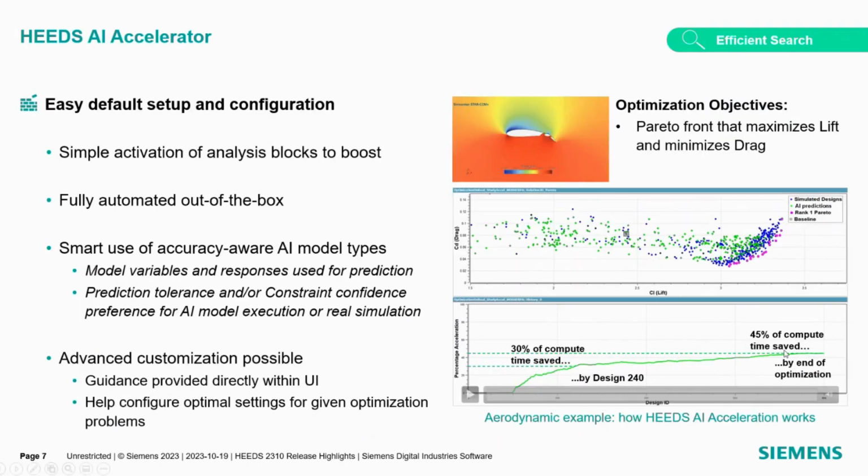So this means that by the end of the computation, you may have saved in a multi-objective optimization, similar to the one that was presented earlier today, but a more aerodynamic case, I will say. You can save up to 45% of the compute time by the end of optimization. This was 800 evaluations, but already by design 40, you can save 30% of the computational time. What does it mean? It means that you can save 3 out of 10 days in terms of calculations.